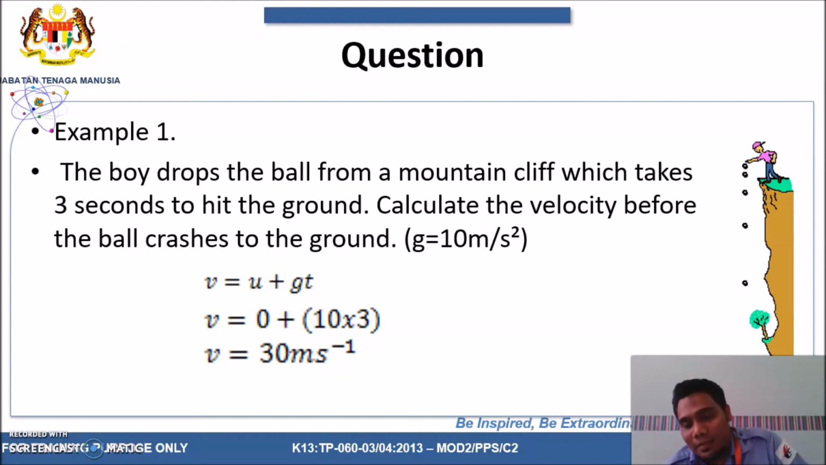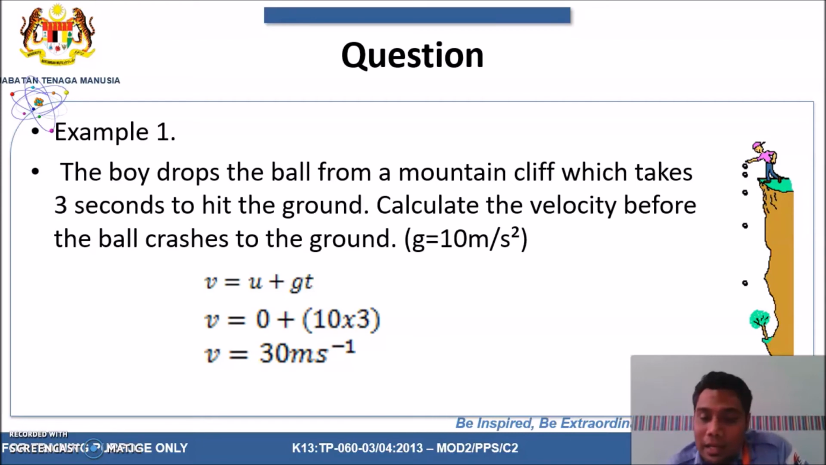G kita ambil gravitational acceleration, kita ambil 10. So kita ada apa? Kita ada time T 3 second, kita ada G gravitational acceleration 10, dan kita ada U initial velocity dia kosong. Tapi calculate the velocity before the ball crash. Kita nak calculate velocity final dia, V dia.